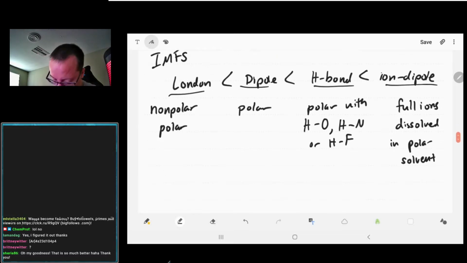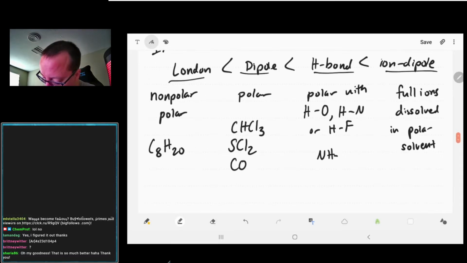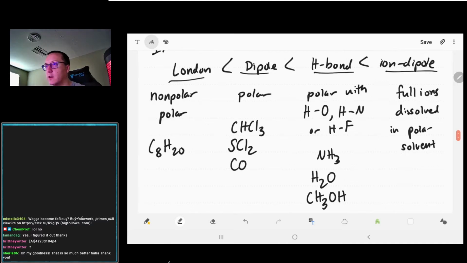So, a couple of examples here. These are going to be all your hydrocarbons, whatever they happen to be. Your dipole stuff would be when you're having polar molecules. So that would be, for example, something polar like this. I don't know, what else do we have? Carbon monoxide is polar also. And stuff with hydrogen bonds, that would be like ammonia or water or like methanol. Those things would be able to hydrogen bond.